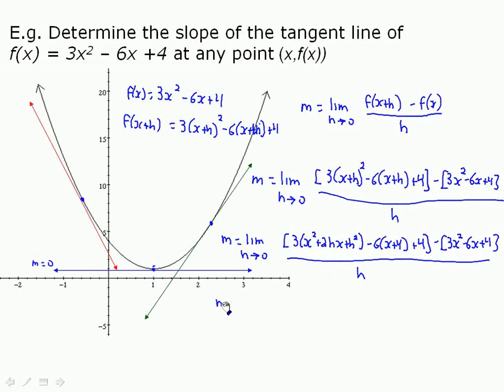Now I can still fill this in below. I'll get at least one more step done. The limit as h approaches 0. So now that 3 gets distributed in, we get 3x squared plus 6hx plus 3h squared. Distribute the 6 in, minus 6x minus 6h, that's an h, not a 4, plus 4. And I'm also going to remove the second bracket, so I'll distribute the negative in there.